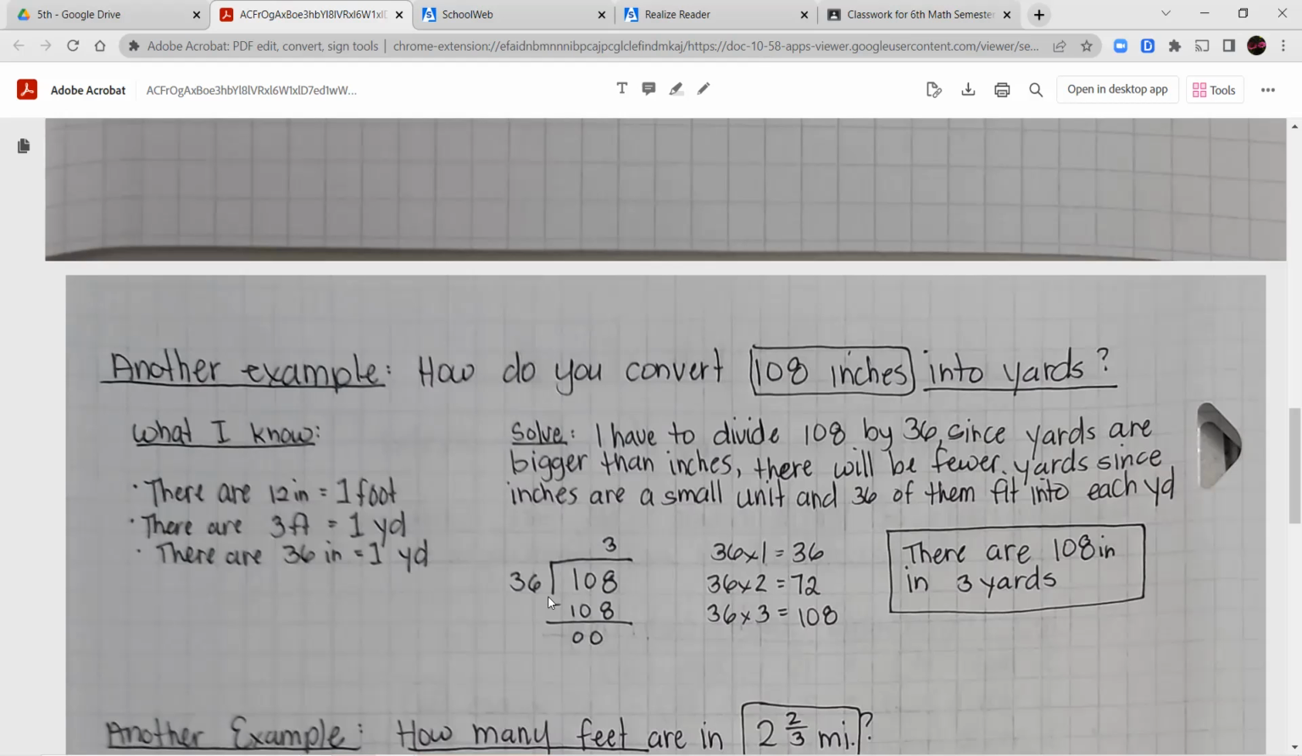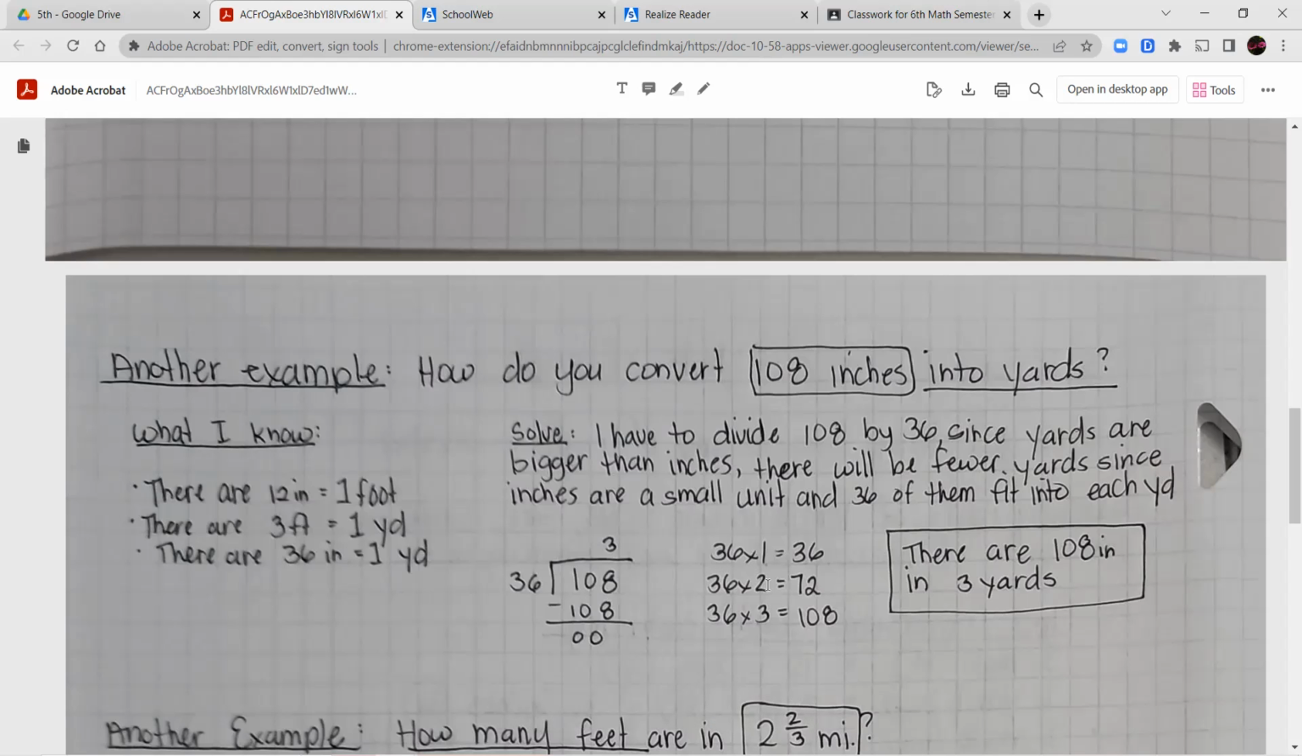So 108 divided by 36 is equal to 3. Now I checked my work on the right side. You can see my multiplication right here. I did 36 times 1 was 36, times 2 was 72, 36 times 3 was 108. So I can see that 36 goes into 108 3 times evenly with no remainders. And that told me there are 108 inches in 3 yards.